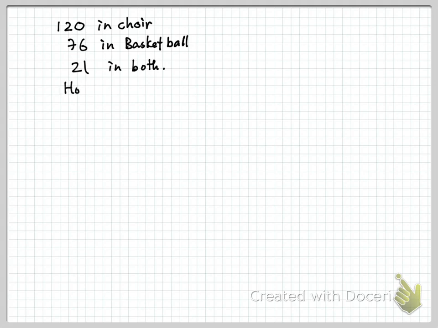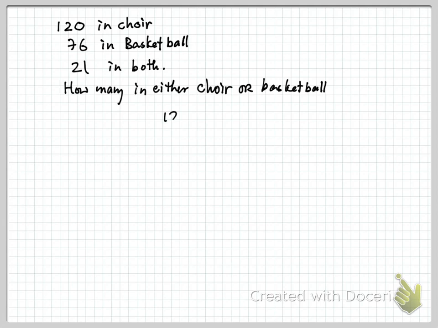Alright, we want to ask how many of them are in either the choir or the basketball club. You may think, oh, it is just 120 plus 76, right? There are 120 in the choir and 76 in the basketball. But no, it's not that simple, because there are some people who overlap. Alright, so let's take a look at this.